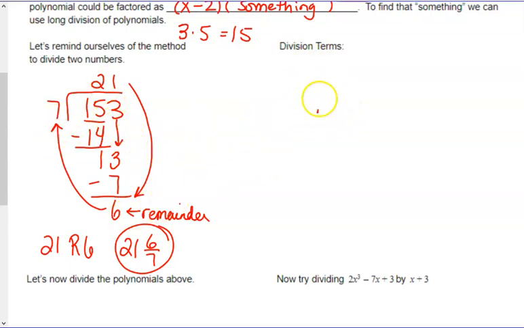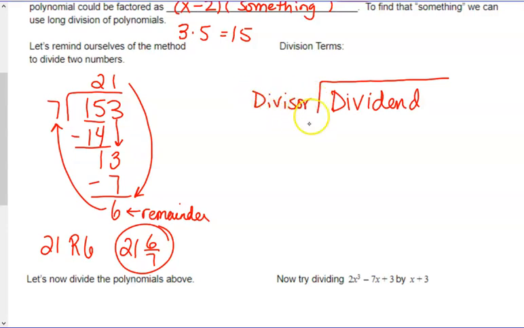So in our division problem, we are taking the full thing, what we are dividing into, or what we are dividing up, is what we refer to as the dividend. The divisor is what we are dividing by out front. And then that answer was what we refer to as the quotient. So the answer to a division problem is the quotient.